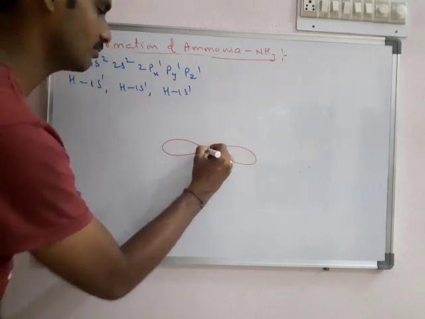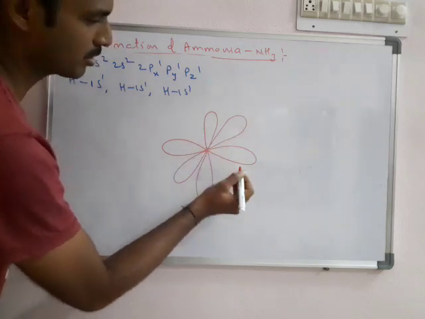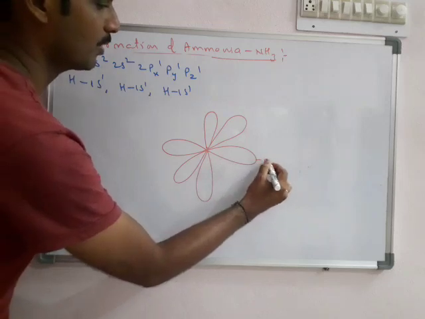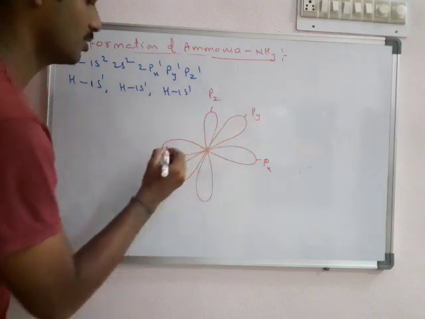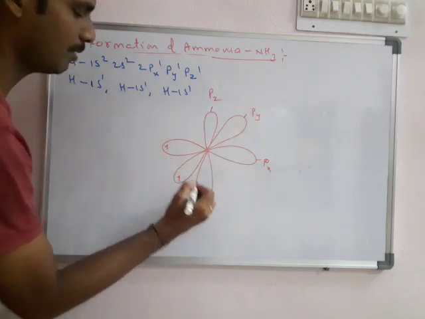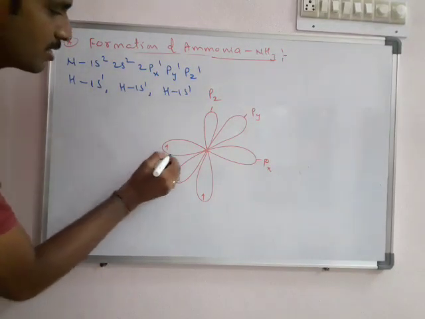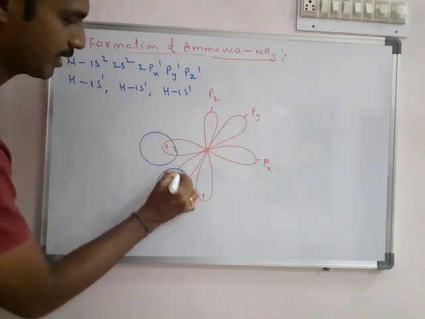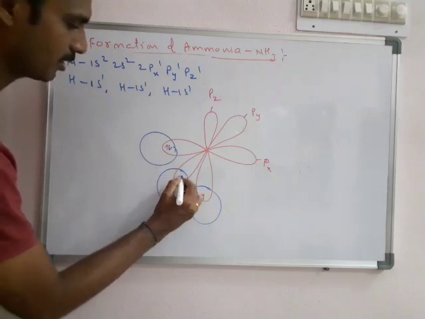It is somewhat confusing to draw the diagram because there are three. Simply we are writing px, py, pz. All of them have unpaired electrons. And what about the hydrogens? All hydrogens also have unpaired electrons, so they are also ready for bond formation like this. So this is the hydrogen's electrons. Okay.